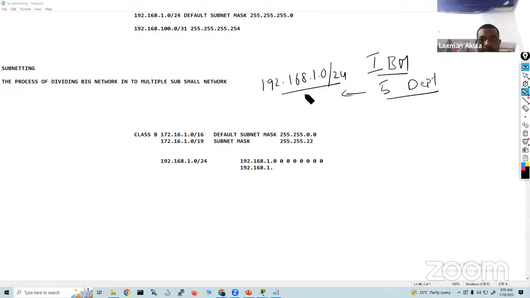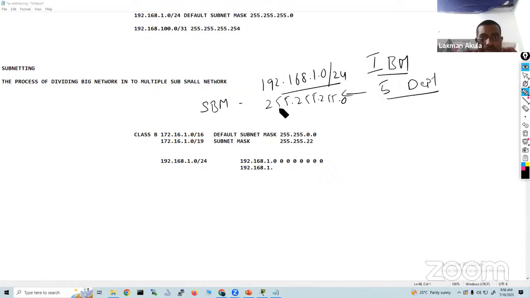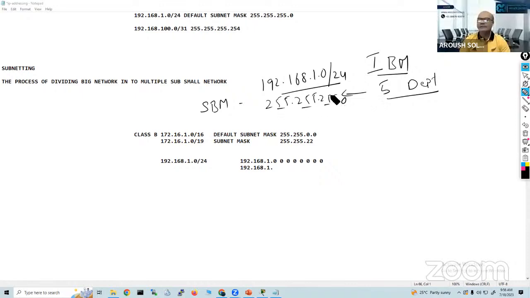Okay, Lakshman. The subnet mask came in. What is the subnet mask for this? 255.255.255.0, Class C. Correct. Means network, network, network, host. Okay, for this, how has this 255 come?